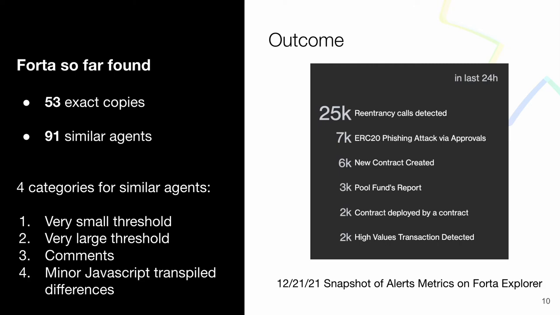In the end, Forta found 53 exact copies of the Forta example agents and 91 similar ones. The 91 similar ones appear to fall into 4 major categories. Some had very small threshold or large threshold for gas-related alerts. Others had removed or added a comment in the code. Many had a minor difference in how the JavaScript code was transpiled, so there were no logic changes for these. So after disabling, we no longer see a flood of alerts from example agents on Explorer. We are also now able to surface more alerts on Explorer that are likely protecting projects and protocols.